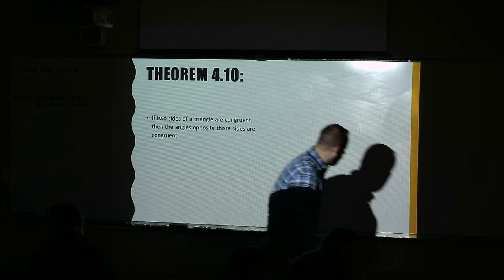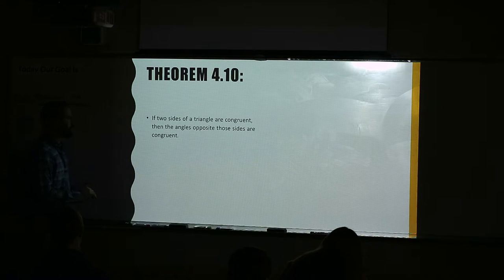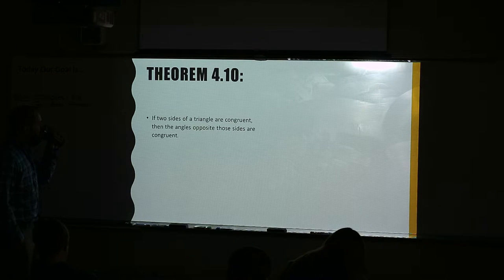Now, there's a couple different ways we can prove it. The book does one way. I've seen it done another. Two sides of a triangle are congruent, and then the angles opposite those sides are congruent.